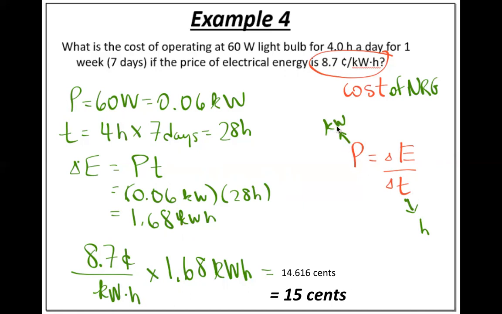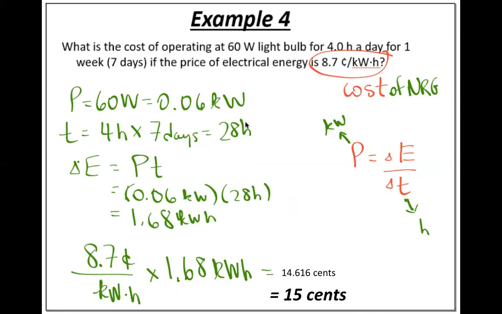And appliances are rated with kilowatts, not watts. So kilowatt hours, if we multiply power and time, is the unit of energy that is more commonly seen in problems where you're calculating the cost of the electricity. So if the power is 60 watts, we know that's 0.06 kilowatts. Time, 4 hours, 7 days a week, is 28 hours. So 0.06 kilowatts times 28 hours gives us 1.78 kilowatt hours.